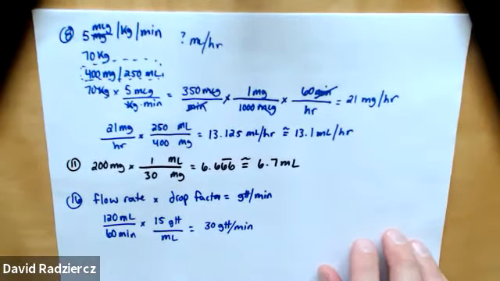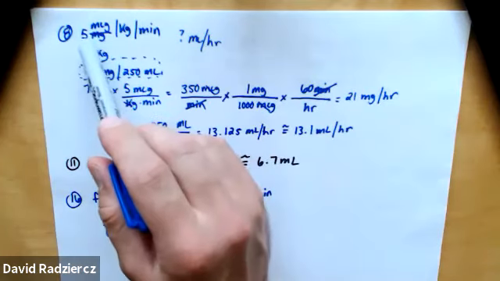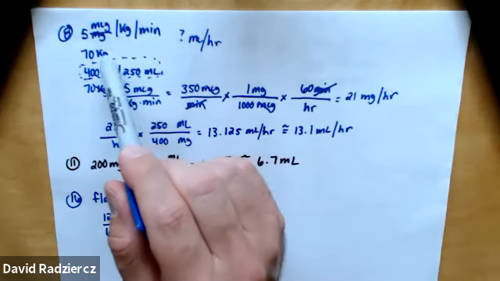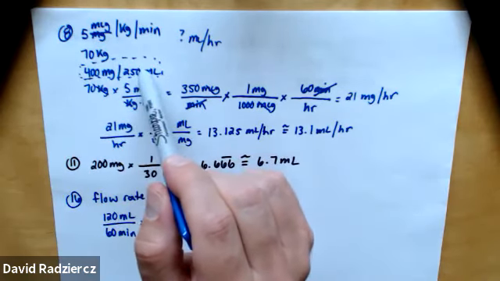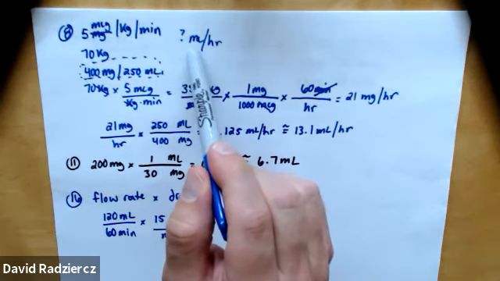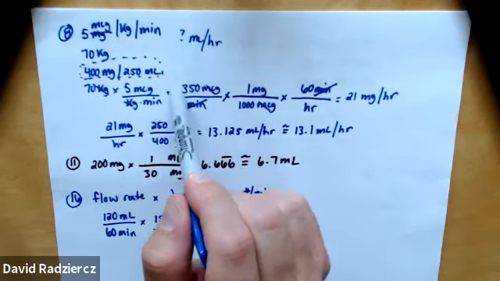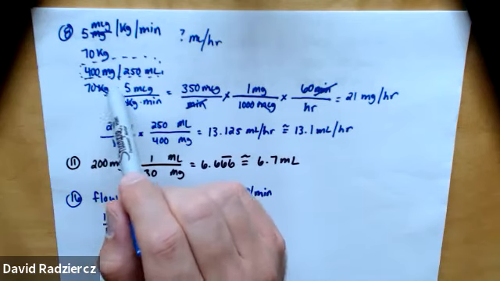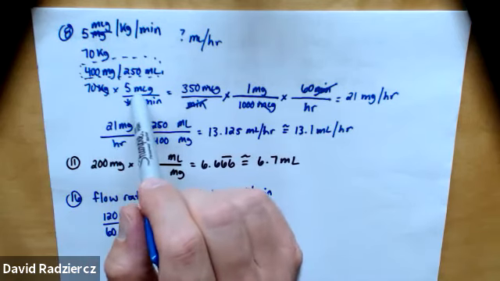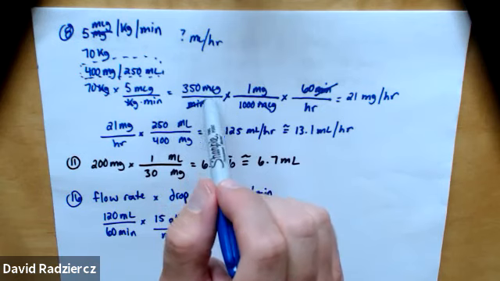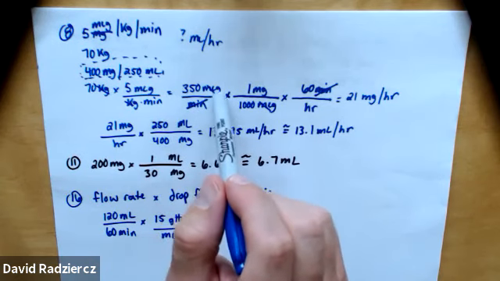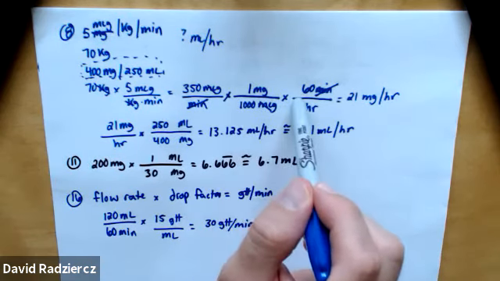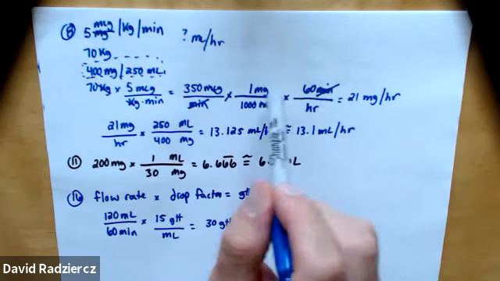So when I initially went through number 8, I wrote down the important information: 5 micrograms per kilogram per minute, the patient's weight, and then the available concentration. Then milliliters per hour is what we were looking for. So what I did is I took the patient's weight multiplied by the weight-based factor 5. I got 350 micrograms per minute. And then I converted micrograms to milligrams, and then I converted minutes to hours, and I did that all across one line here.